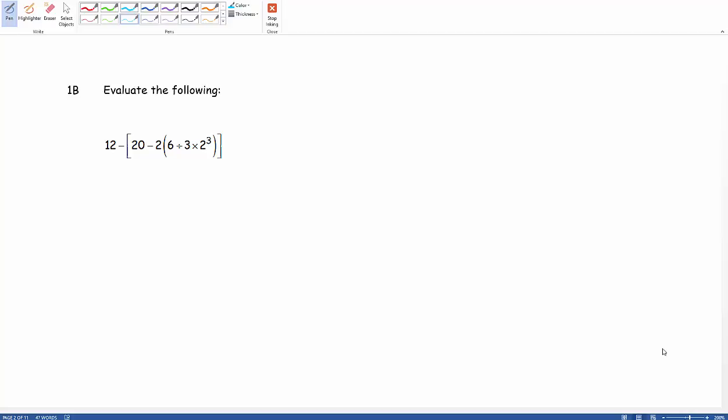Here we are at problem 1B from our target 1. We're asked to evaluate the following expression. And in just looking at this, we notice that there's quite a bit going on. Just following our order of ops, we are going to go ahead and do our parentheses first.